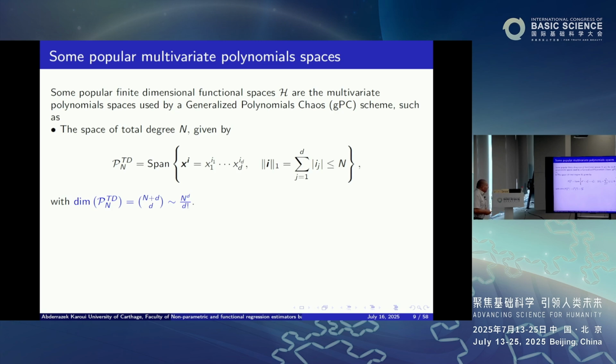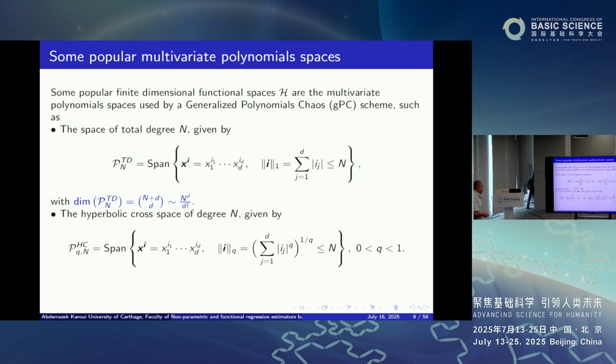Also, to construct our multivariate non-parametric regression estimators by projection over polynomial spaces, there are many kinds of multivariate polynomial spaces. One of the well-known ones is the total degree multivariate polynomial space. It has the drawback that its dimension is so big: its dimension is of order n to the power d over d factorial.